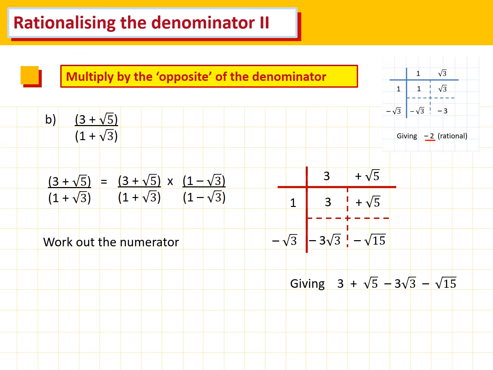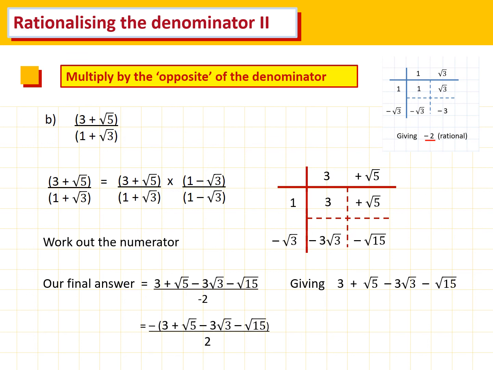That expression, unfortunately, doesn't simplify, which means our final answer is 3 plus root 5, subtract 3 root 3, subtract root 15, and then divided by, don't forget, divided by negative 2, which was our answer when we multiplied the two denominators together. And so to simplify this answer, we would just take that negative there and put it up at the front in the numerator. And that would be our final answer.